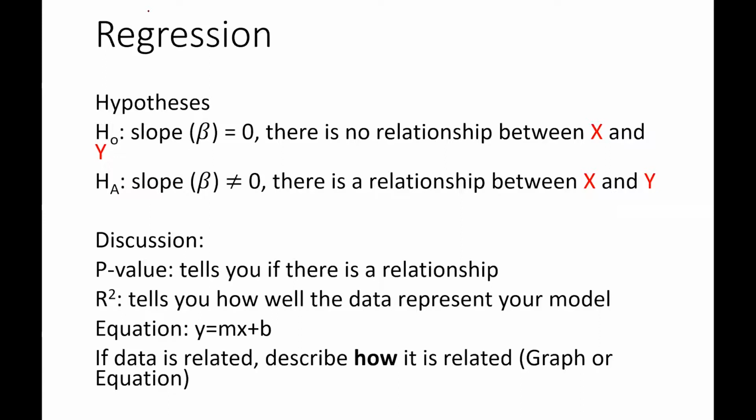Your null hypothesis is that your slope, m or beta, is equal to 0, and there is no relationship between x and y. Your alternative hypothesis is that your slope, m or beta, is not equal to 0. There is some sort of relationship, positive or negative, between x and y.